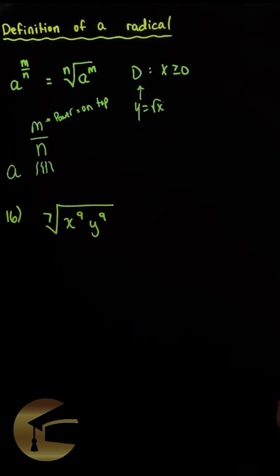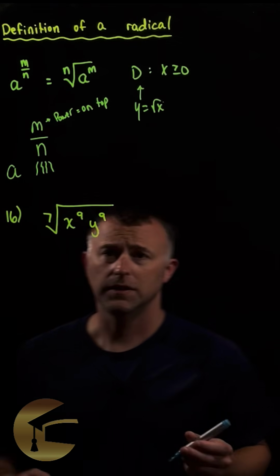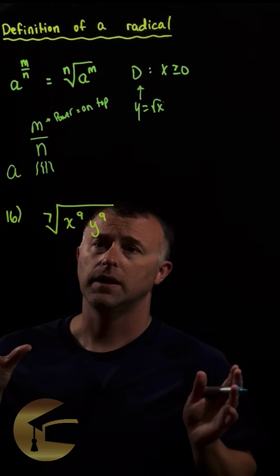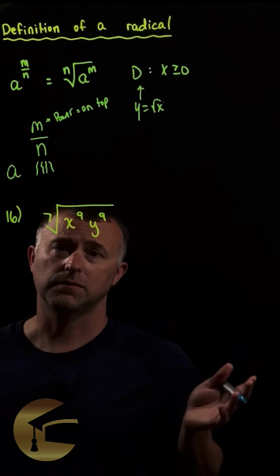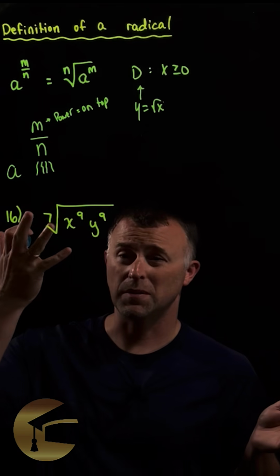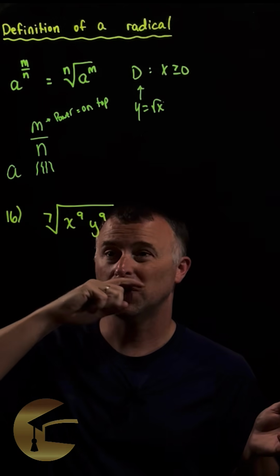It says which expression is equivalent to the one that we have there. So we are just going to simplify. This is all about knowing how to simplify radicals, and they're just trying to make it tricky because they make this to the 7th power.